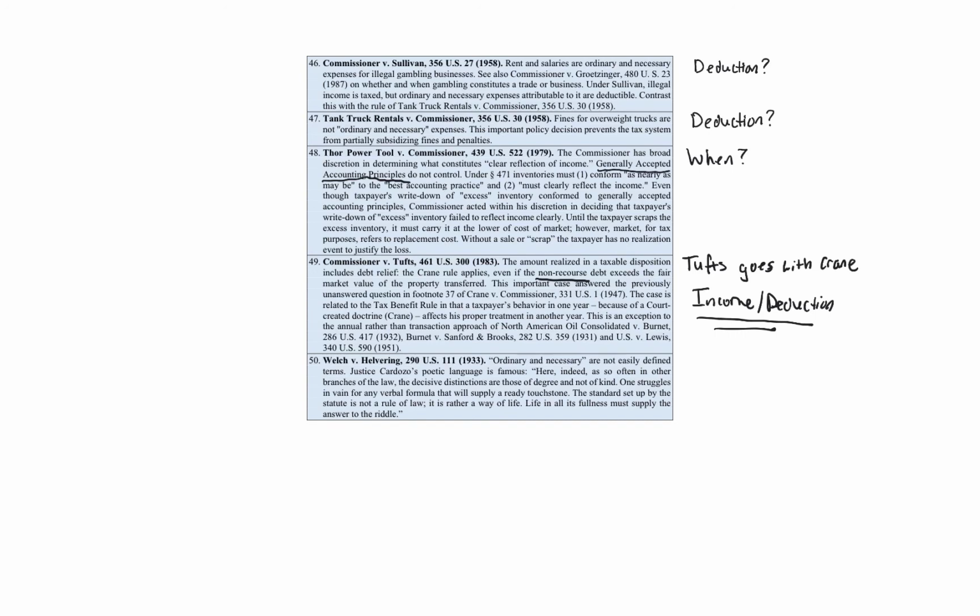Finally, Welch versus Helvering, very famous case. This is a deduction question. So remember, for Section 162, trade or business expenses, which at one time we only had trade or business expenses and then personal expenses. There was no investment. So to have a trade or business expense, it has to be an ordinary, necessary expense, paid or incurred in carrying on during a taxable year any trade or business.